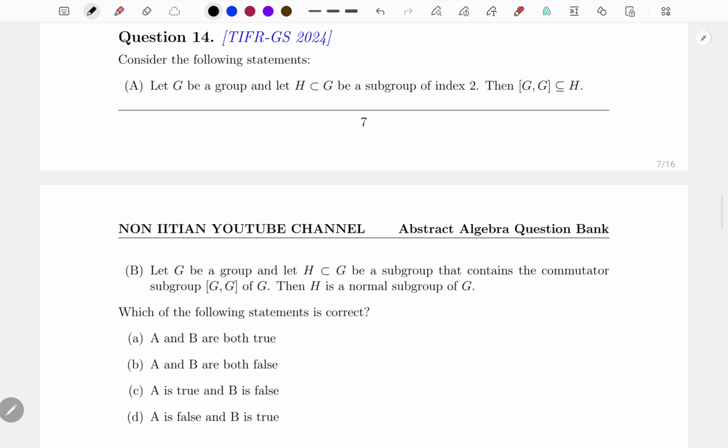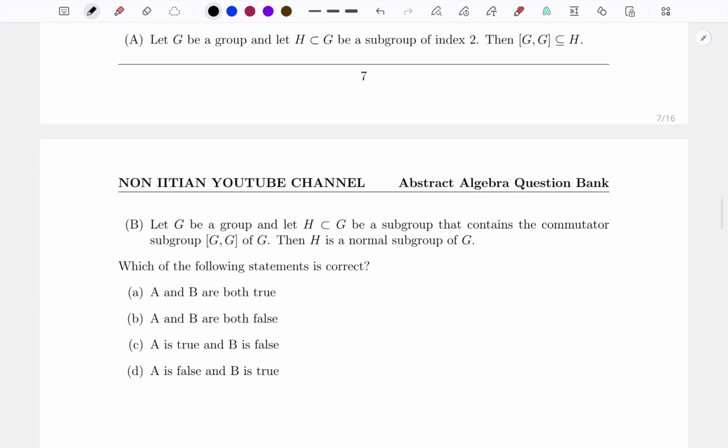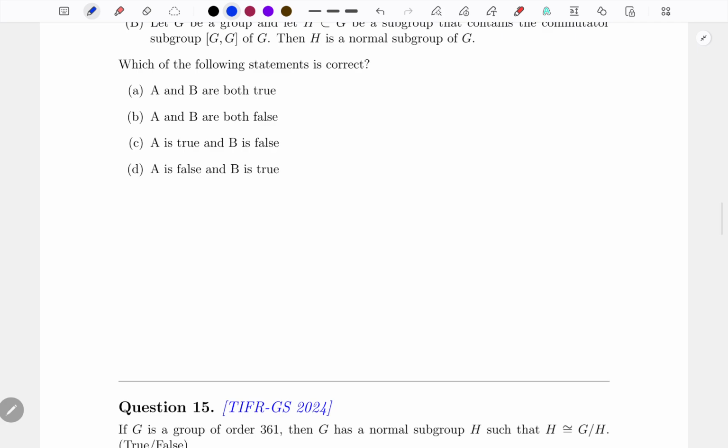This is a question from TIFR GS 2024. Let us see this particular problem. We are given 2 statements. G is a group and H is a subgroup of index 2. Then the commutator of G is contained in H. And if G is a group and H is contained in G and contains the commutator, then H is a normal subgroup of G. Fine. If you know about the commutator, then this is actually a very easy problem.